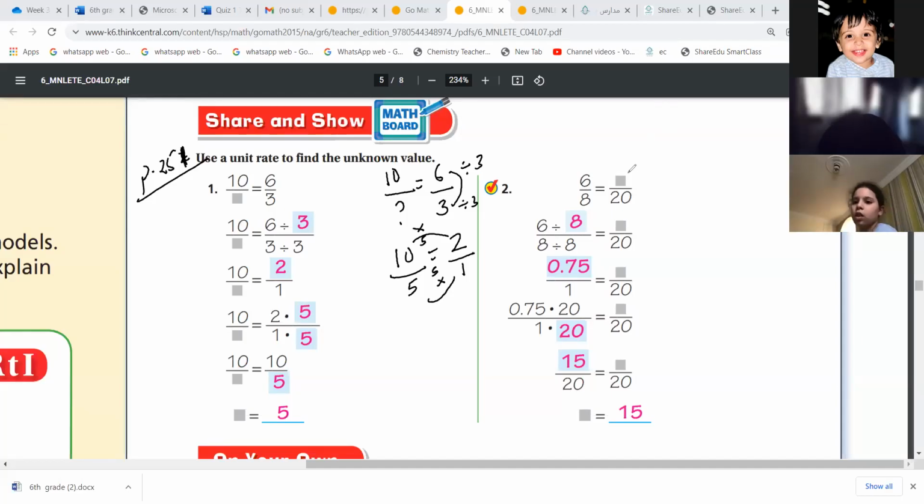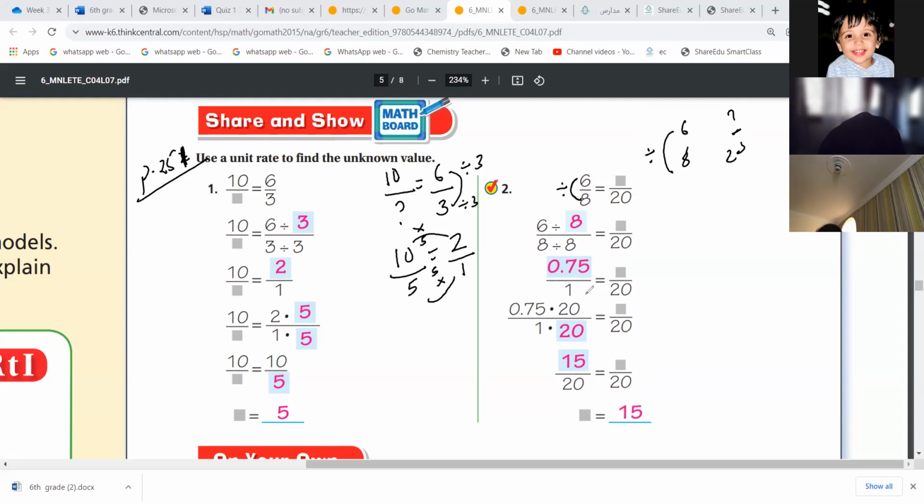Like example, what did I say? You will divide this. Remember I told you 6 and 8. So 20 is how much? What did I say? How much means you need to divide these two. 6 over 8, 6 divided by 8. So you get 0.75.